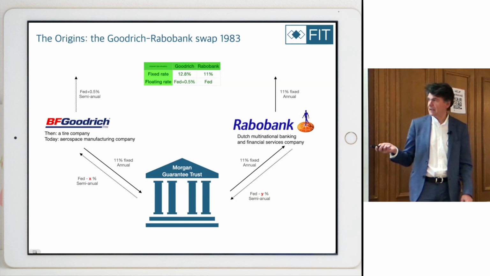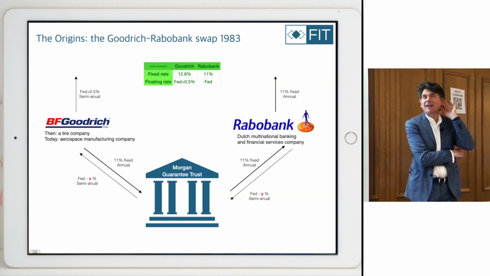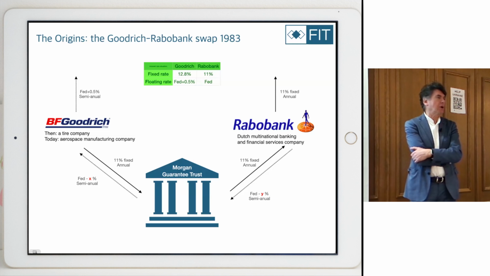What I'm asking is, X and Y are here. What is bigger, X or Y? So they're giving away Fed minus X, and they're receiving Fed minus Y. Exactly. X has to be greater than Y. As long as X is greater than Y, Morgan makes money.